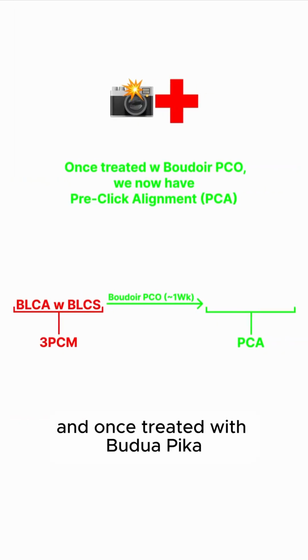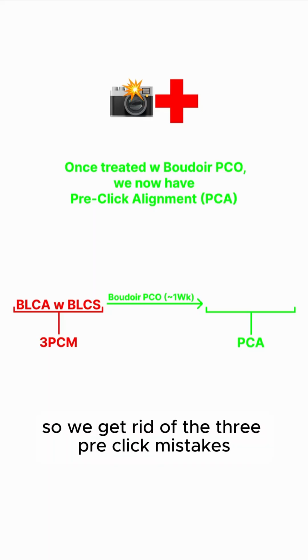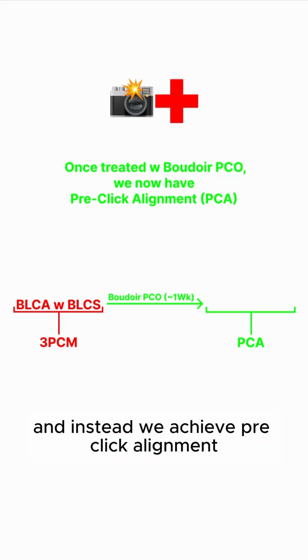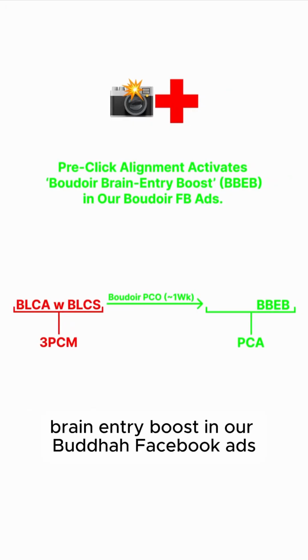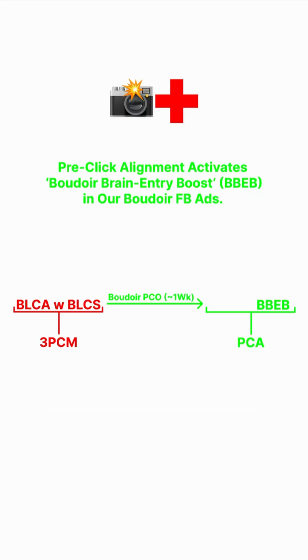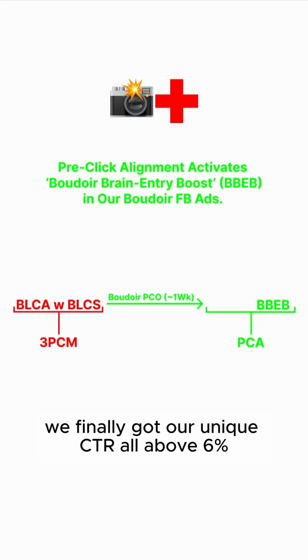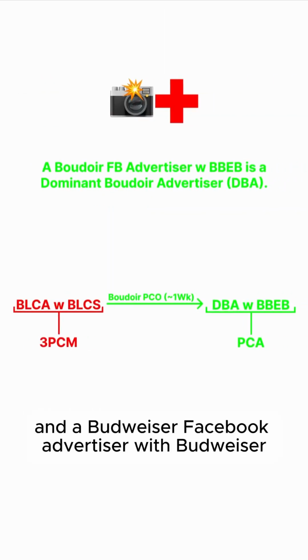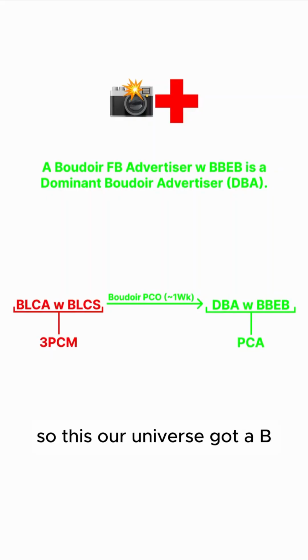And once treated with Boudoir Pico, we now have pre-click alignment, PCA. So we get rid of the 3 pre-click mistakes, and instead we achieve pre-click alignment. Now, pre-click alignment activates Boudoir brain entry boost in our Boudoir Facebook ads. It basically means we finally got our unique CTR all above 6%. And a Boudoir Facebook advertiser with Boudoir brain entry boost is a dominant Boudoir advertiser, or DBA. So this is our universe.